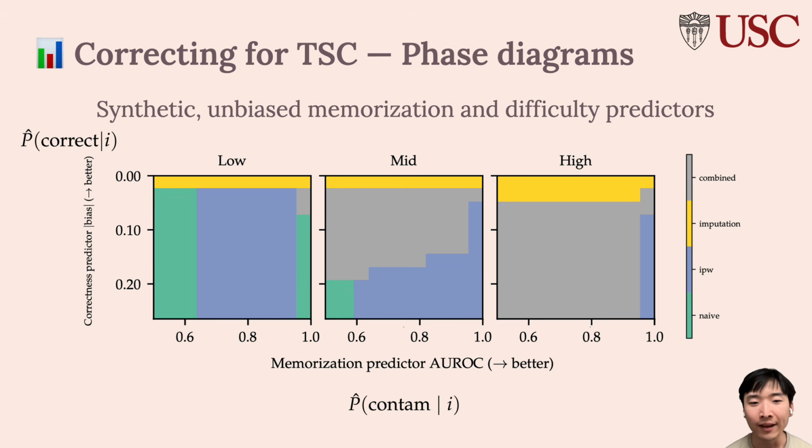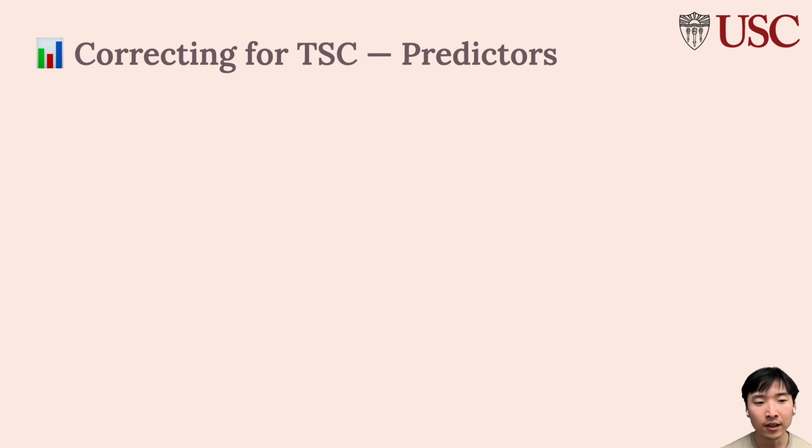When both probes are bad, then you're better off not doing any correction at all, and the naive estimator is better. As the accuracy of the memorization predictor increases, IPW is favored. As the accuracy of the correctness predictor increases, imputation is favored. And for most settings, the combined estimator is favored. And to look across the plots, as contamination goes from low to high, the naive estimator becomes less and less preferred. Now, I'll explain how the predictors work.